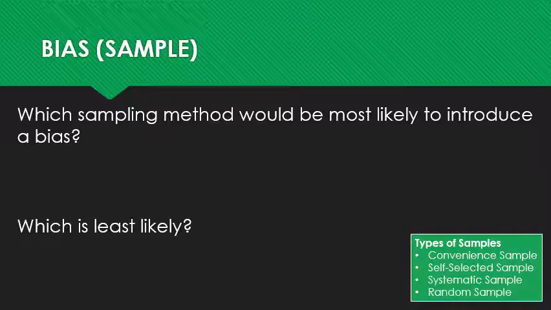Okay, so which sampling method is the most likely to introduce a bias? That's the self-selected, right? Because people are selecting themselves, so they might have an agenda or a reason, and the random sample is the least likely.